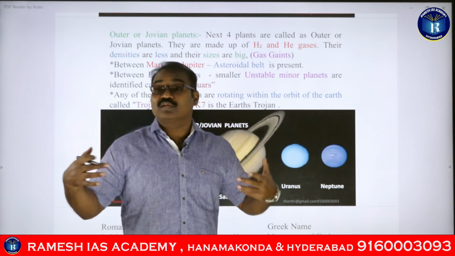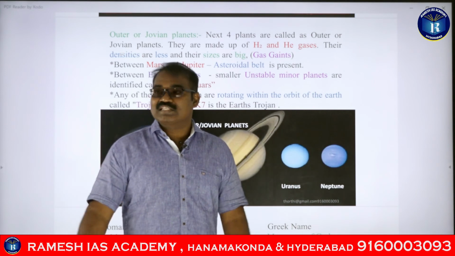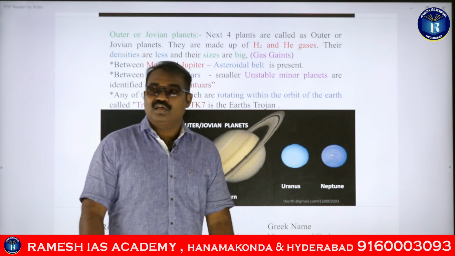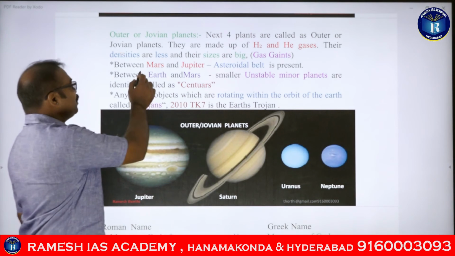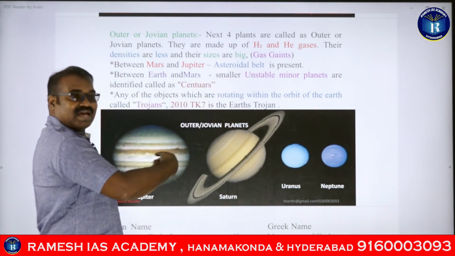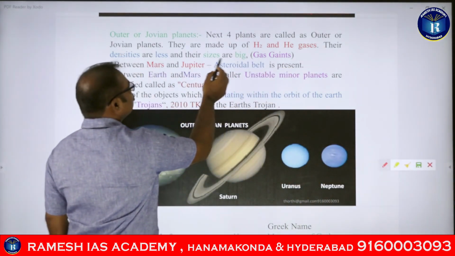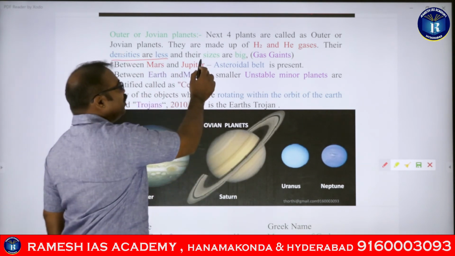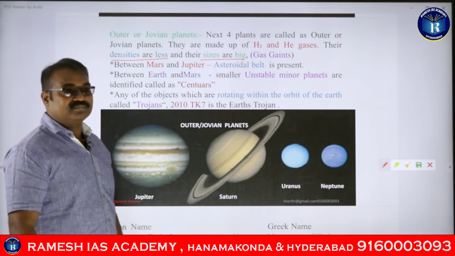Okay, so the more scientific progress, the more discoveries we will have, guys. So we will be knowing more information. Okay, so at present for us this is more than enough, guys. Now, the planets are made up of gases, right? So what happens when they are made up of gases? Their densities will be low, and their sizes will be very big. That is the reason they are called the gas giants, guys.